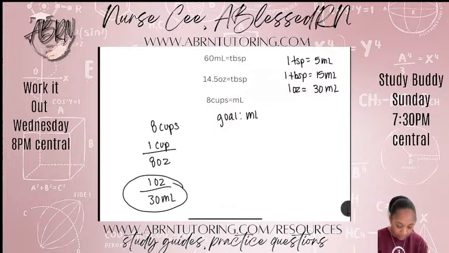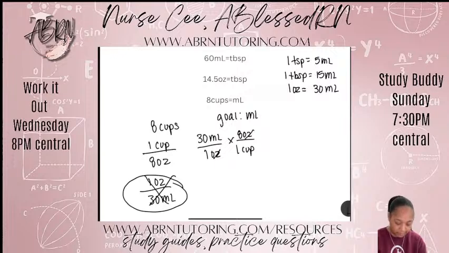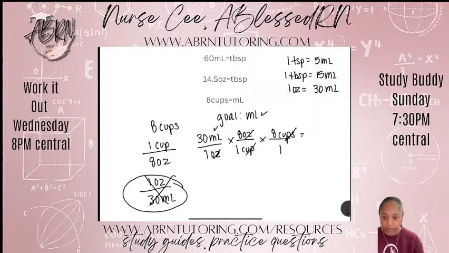So 30 ml is 1 ounce. Okay, I've used that. Now I've got to put ounces at the top. 8 ounces is 1 cup. Cross that out. 8 cups over 1. Cross that out. What's left? What it is that you're looking for. Do you see the trend here? And we're going to do all of our problems like that tonight.